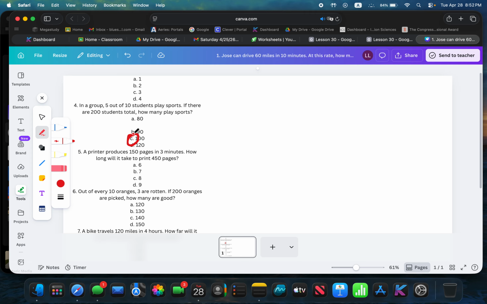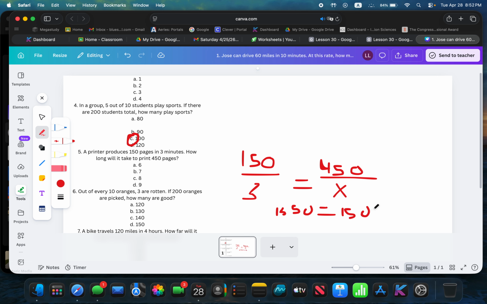A printer produces 150 pages in 3 minutes. How long will it take to print 450 pages? Now, once again, you could divide, but that's a lame method. We always want to set proportions. Why? Because it's going to get more difficult later on in the future, and this would always help me out. So remember, you want to cross multiply. 1,250 equals 150x. Now we divide that by 150. The answer should be 9.